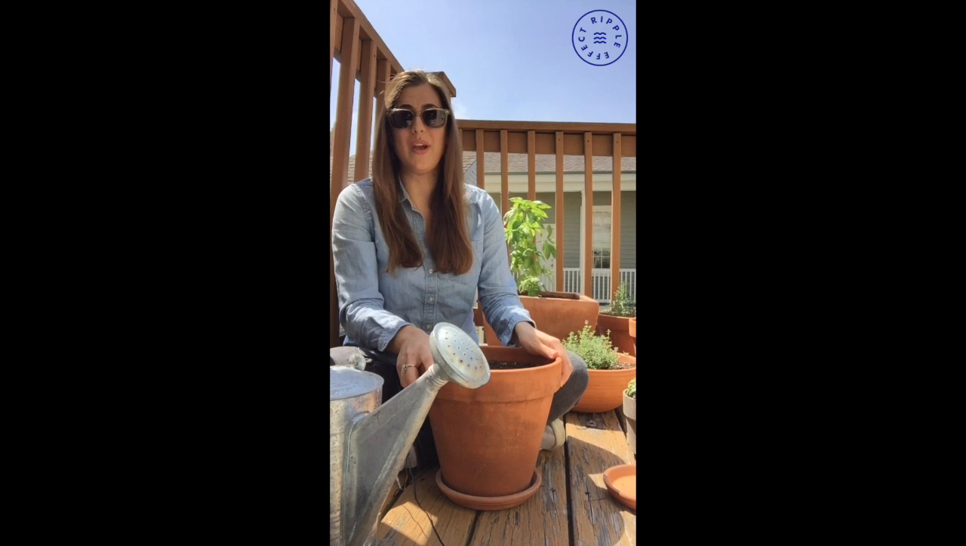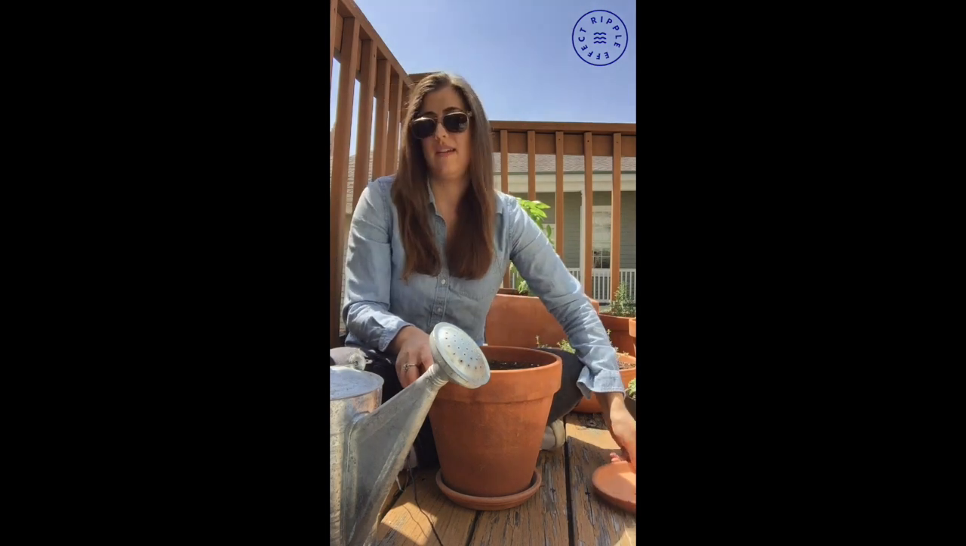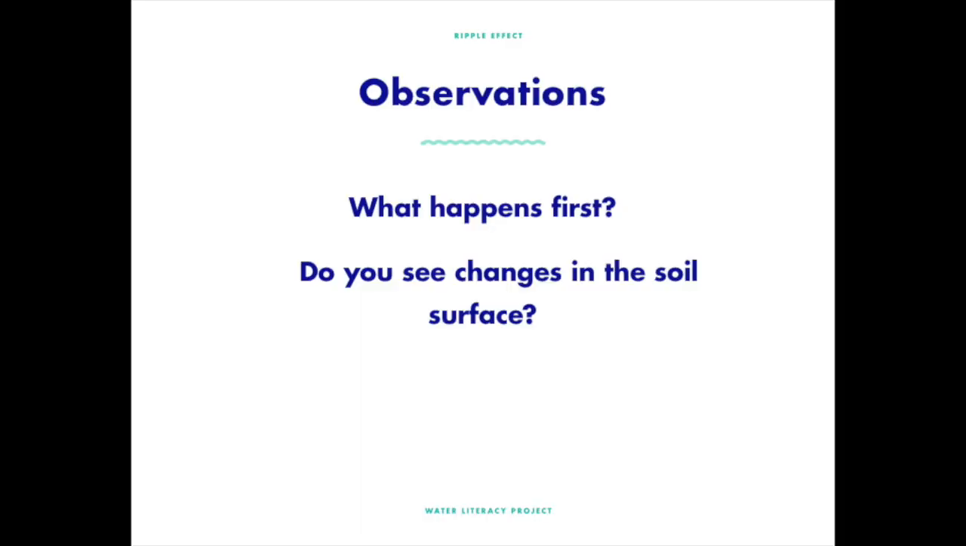Today I'm going to show you how to use things you have around your home to study erosion. I'm going to demonstrate erosion using this pot full of dirt with a plate underneath and a watering can full of water. Remember, erosion is a natural process that describes the movement or carrying of land by wind or water. Today's experiment is going to focus on water.